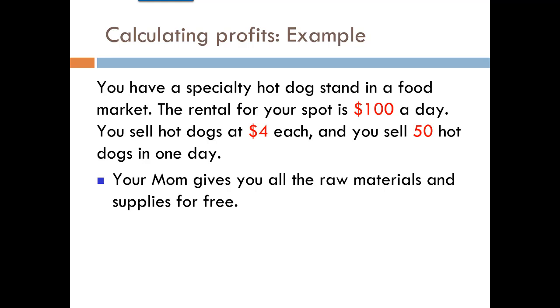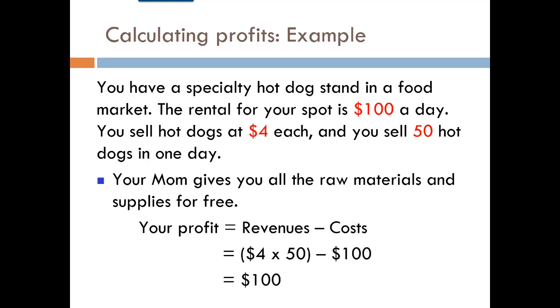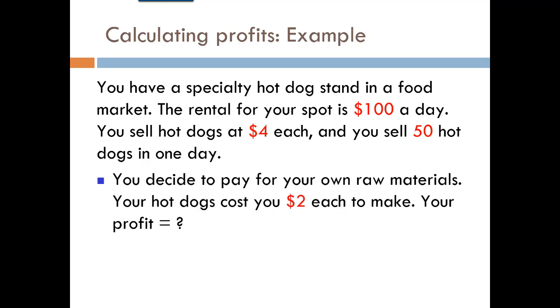First, let's note that your only cost, the space rental, is a fixed cost because you have to pay it regardless of whether you sell any hot dogs at all. Your profit is the difference between revenues and costs. You sell 50 hot dogs at $4 each, so your revenues are 50 times 4, or $200. Your costs are the fixed cost of the rental, $100, so the difference between revenues and costs is $100. That's your profit.